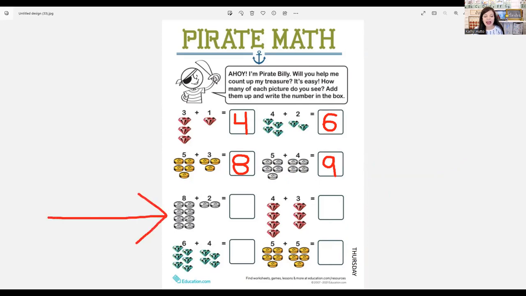Next, we're going to add eight plus two. Let's count all these coins. One, two, three, four, five, six, seven, eight, nine, ten. Ten is 10. So write number 10.